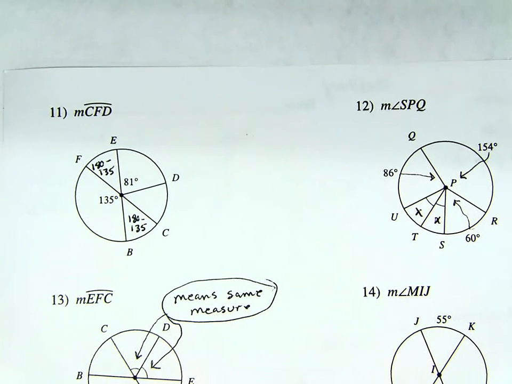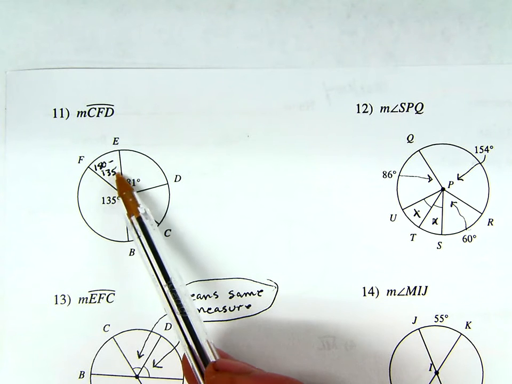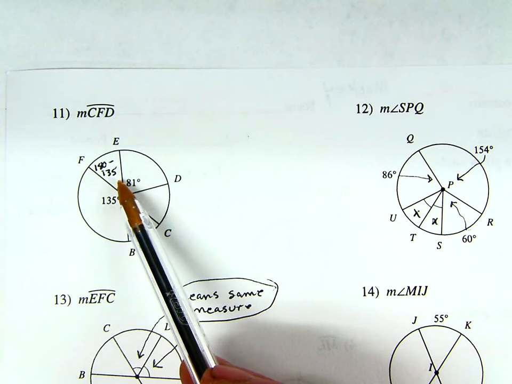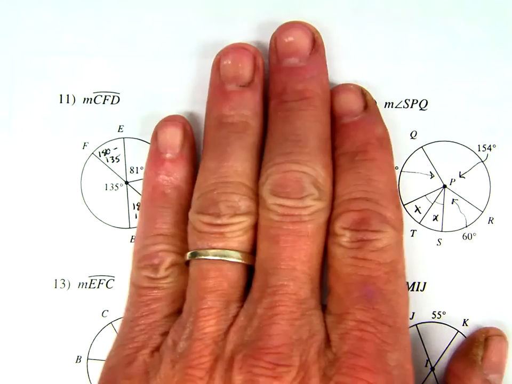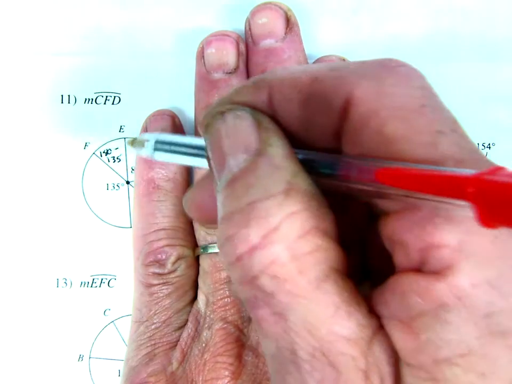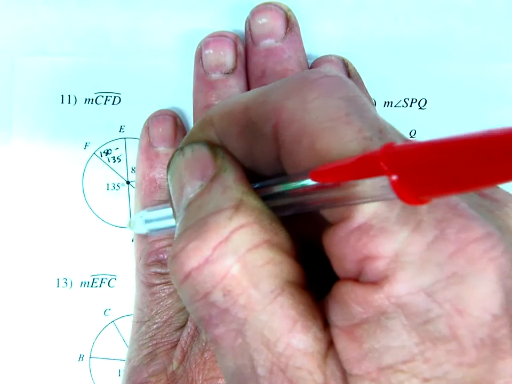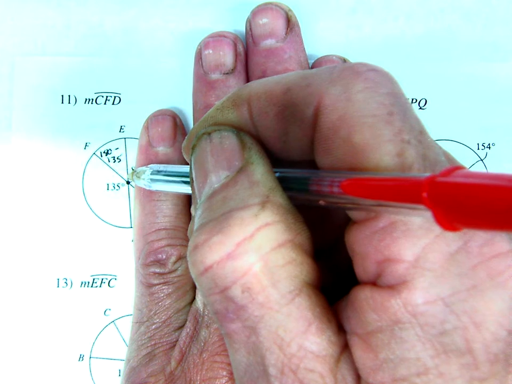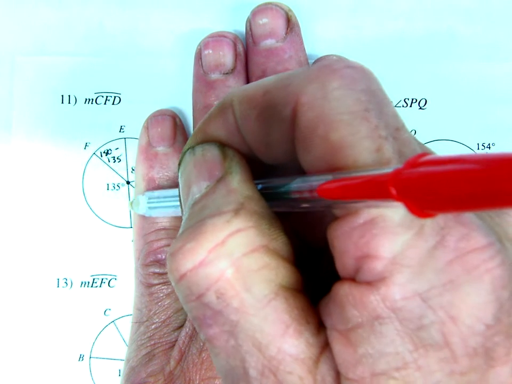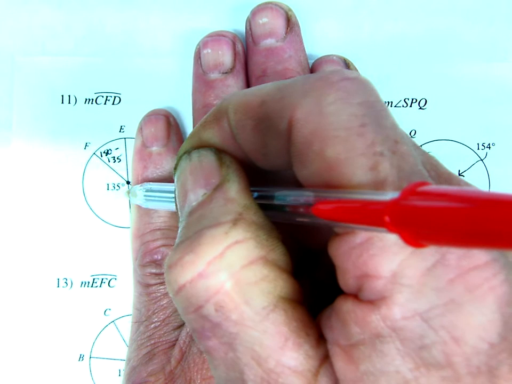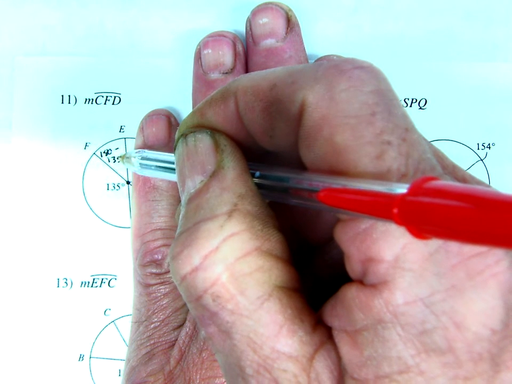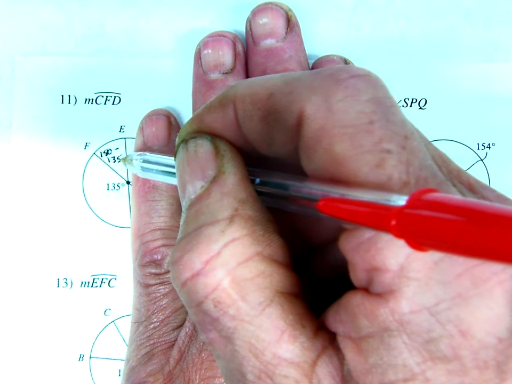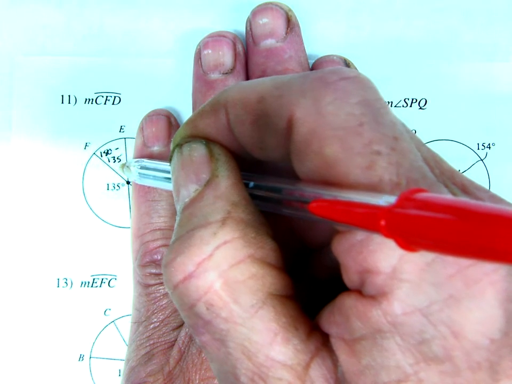If you can't read my handwriting, find the measure of this angle here. It's 180 minus 135 because here's the diameter. The diameter cuts a circle in half. A whole circle is 360 degrees, so half of a circle is 180 degrees. You know this part of it's 135. 135 plus something equals 180. So 180 minus 135 will give you the measure of this angle.